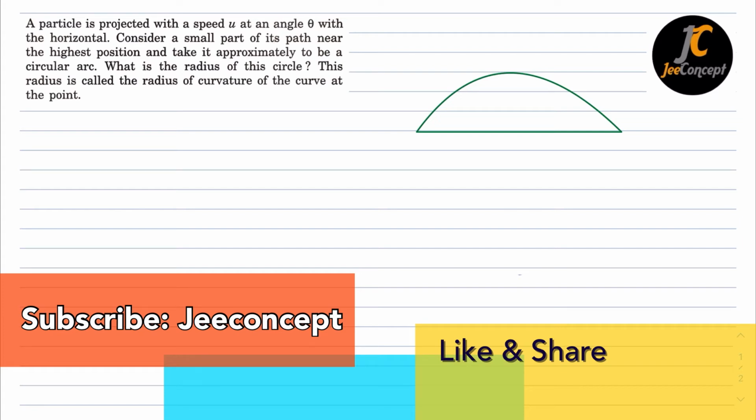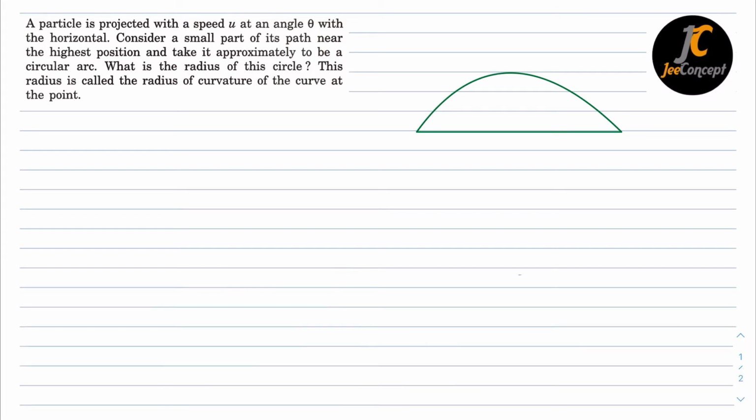Hello everyone. In this video, we will find the solution for the problem which says a particle is projected with a speed u at an angle theta with the horizontal. Consider a small part of its path near the highest position and take it approximately to be a circular arc. What is the radius of this circle? This radius is called the radius of curvature of the curve at that point. So we have to calculate the radius of curvature at this particular point.